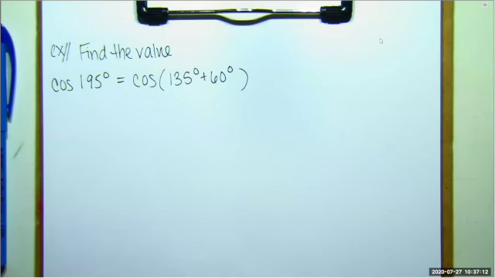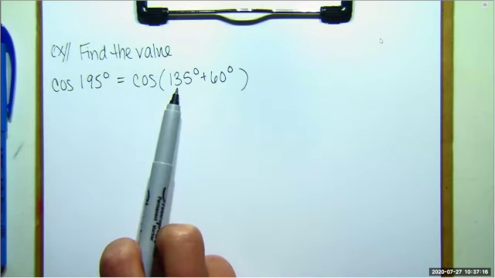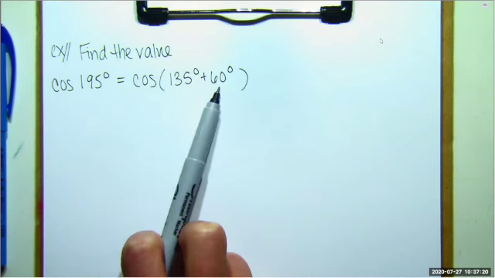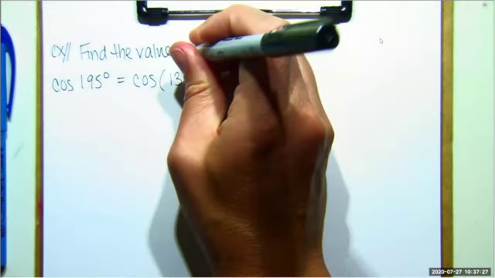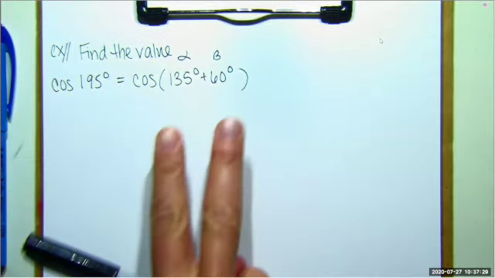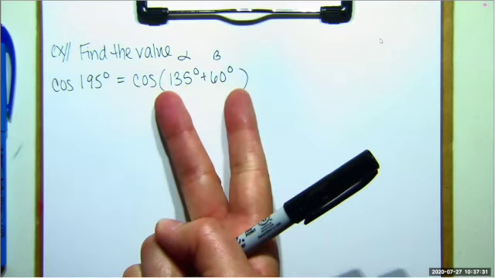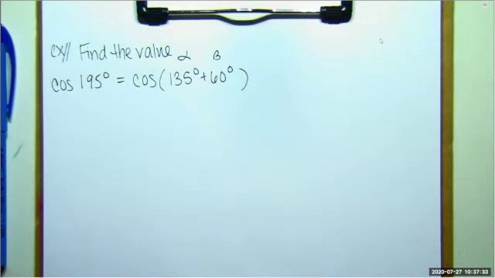Usually we want to pick the smallest numbers, and if something pops to you, great. So 135 is a multiple of 45. This is 45 times 3. And then 60, we know how to evaluate that by hand. So two angles we know how to evaluate by hand. This is going to be alpha, this is going to be beta. If you had written these in the opposite order, 60 plus 135, with 60 as your alpha and 135 as your beta, you would absolutely still get the same final answer. It doesn't matter what order you do these in.